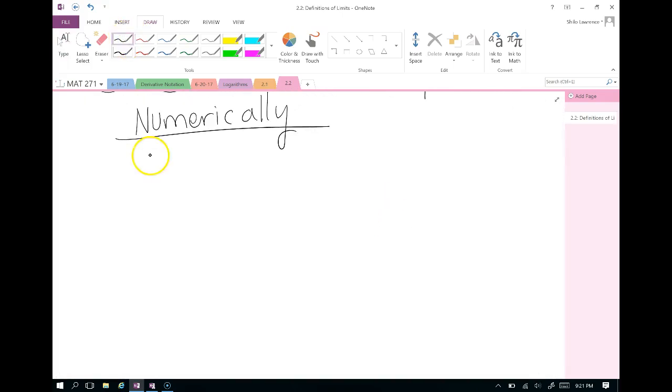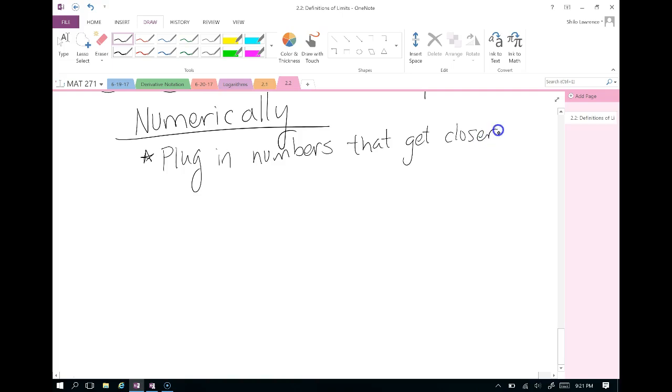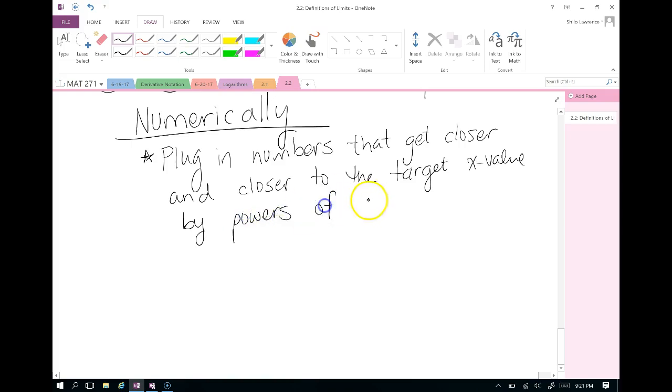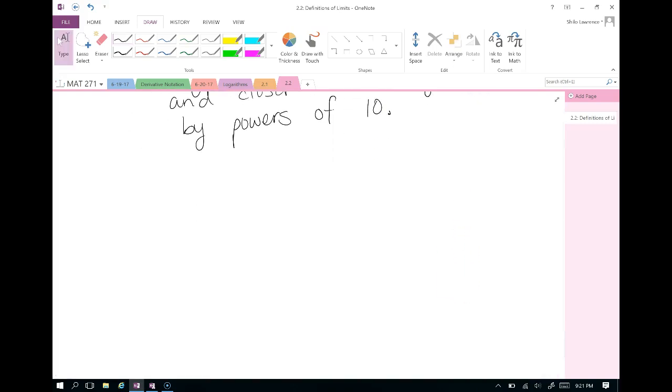And you're going to see most textbooks plug in numbers that get closer and closer by a power of 10. So we're going to plug in numbers that get closer and closer to the target x value, by powers of 10. So what I mean by this, and the easiest one to do is 0.